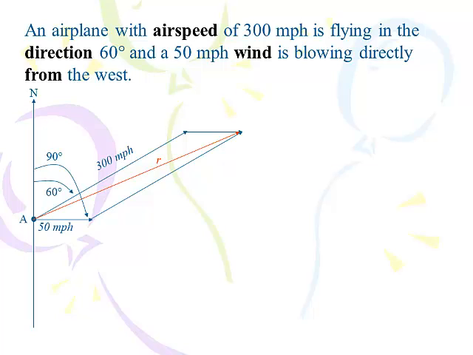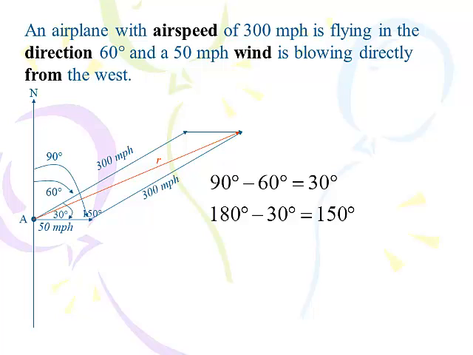So our next step is to find the angle between the two vectors, and we do that with subtraction. So 90 minus 60 is 30, but we really don't want that angle. We really want the angle that's across from the resultant. And in parallelograms, consecutive angles are supplementary. So 180 minus that 30 degree angle is 150. We now have, look at it, side angle side, 50 miles an hour, 150 degrees, and 300 miles an hour. So we can now do law of cosines to find the magnitude of the resultant.